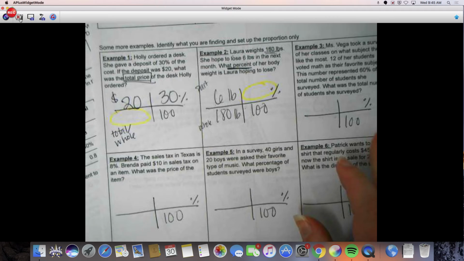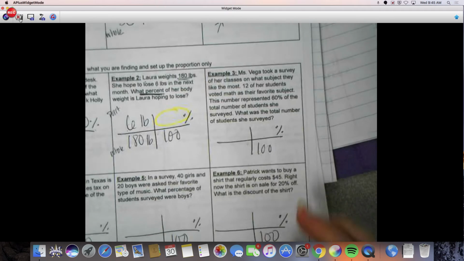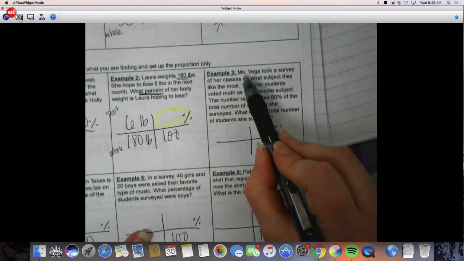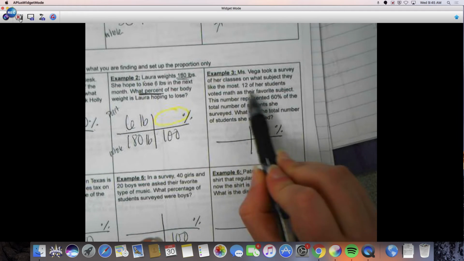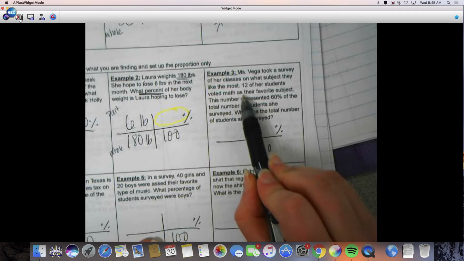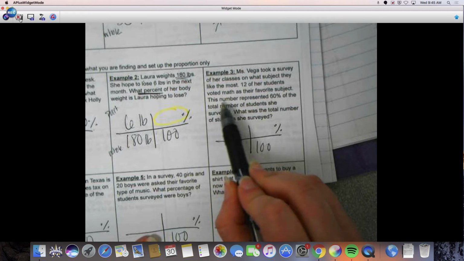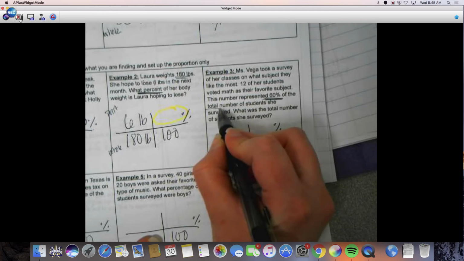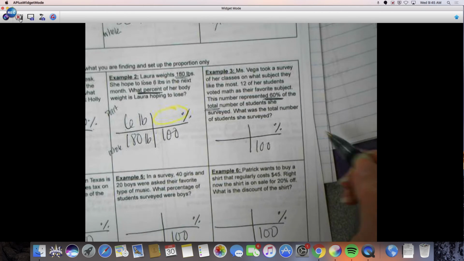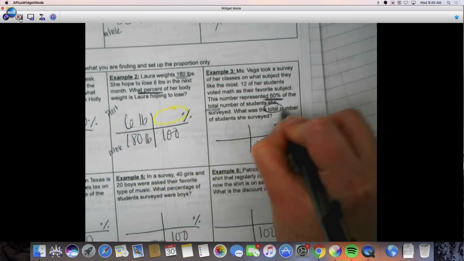Okay, let's look at example number 3. I want you to pause the video right now and try to set up example number 3 on your own. Okay, example number 3. Miss Vega took a survey of her classes on what subject they liked the most. 12 of her students voted math as their favorite subject. This number represents 60% of the total number of students she surveyed. What was the total number?